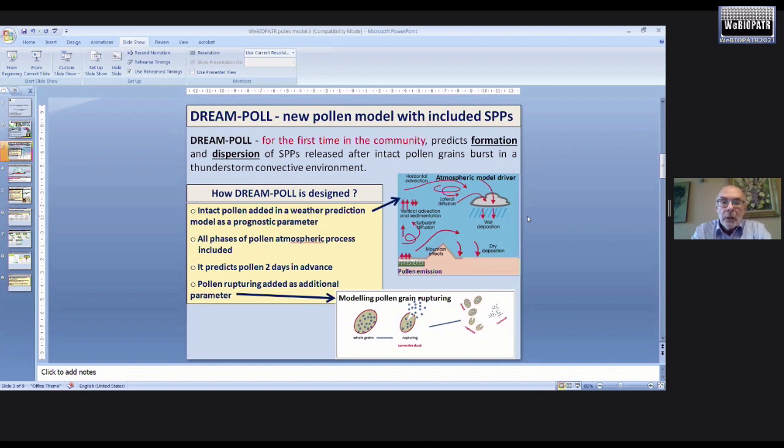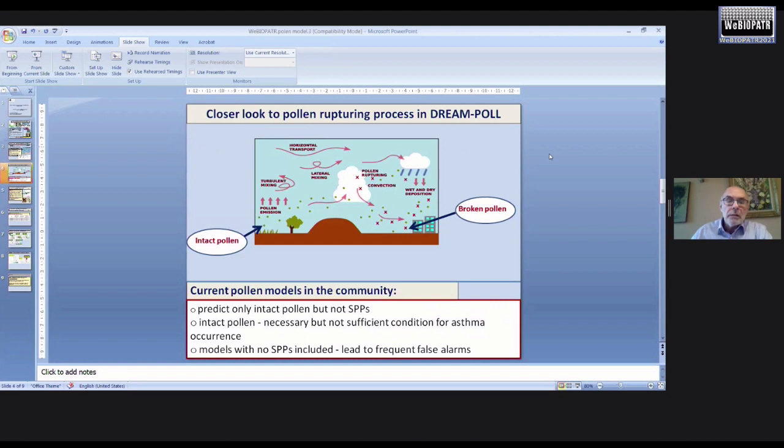On the bottom, you can see a sketch of how the rupturing process happens. You have the whole grain with a number of tiny particles inside. Then under atmospheric influence, these small particles are released. About 700 to 1,000 of these small particles come out from one pollen grain. This is the start of a new life for these small particles, and the model takes this process into account. This is somewhat a repetition of the previous description. We start with the intact pollen. The pollen is transported in the vertical.